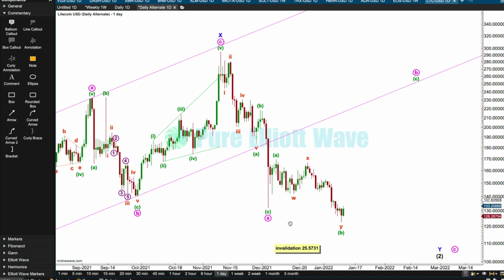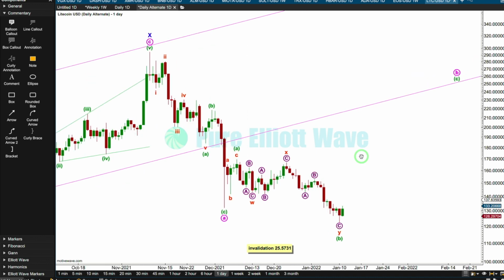Yep, minuette A looks like a zigzag for sure. Okay, what's the length of B in relation to A? Minuette B here is 1.25 the length of minuette A. That's within the normal guideline of up to 1.38, or a common length. So that's within, it's a common structure, particularly for a B wave, and it's following a common pattern. So this is a good probability, in Elliott wave terms that is.